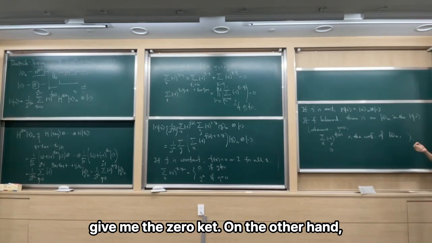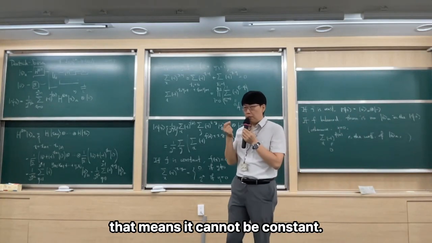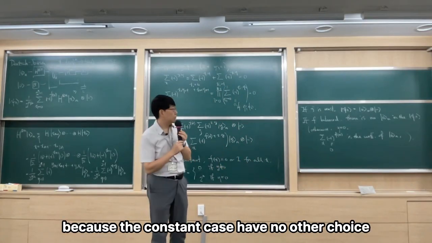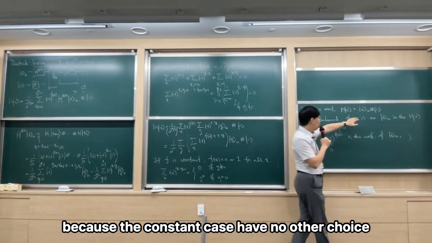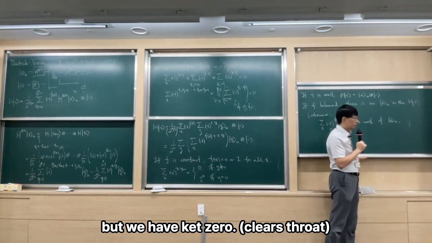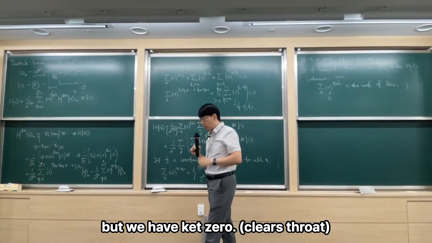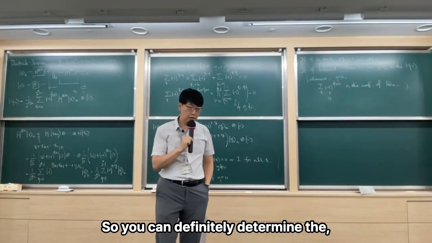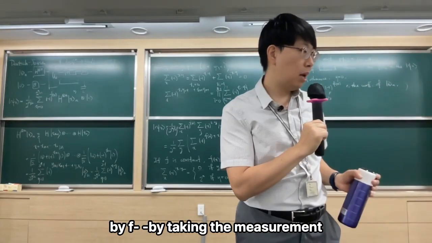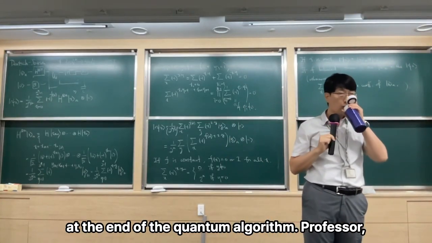On the other hand, if I see any one of the measurements as 1, that means it cannot be constant. Therefore, it must be balanced, because the constant case has no other choice but to give cat 0. Okay. So you can definitely determine the characteristic of the function by taking the measurement at the end of the quantum algorithm.